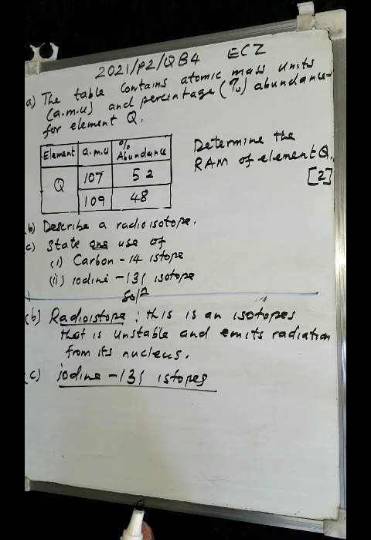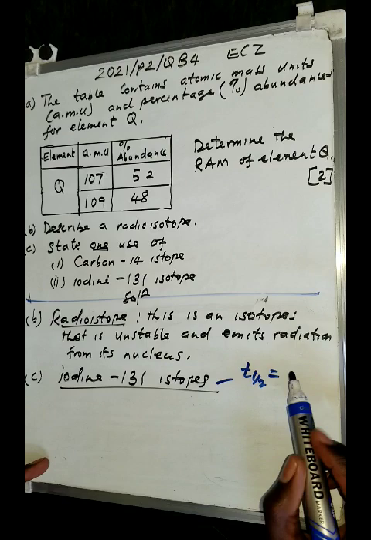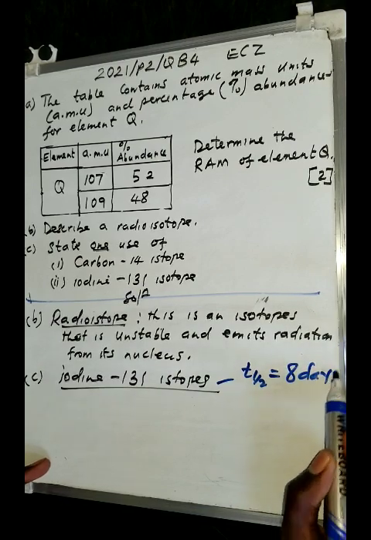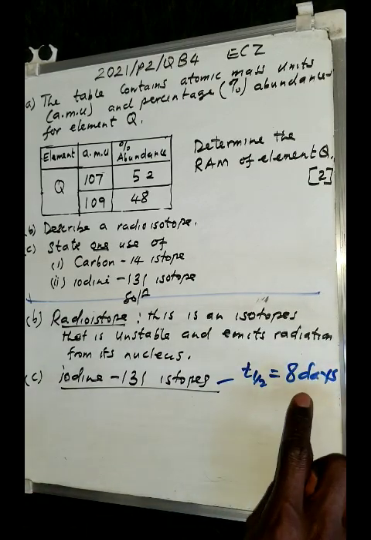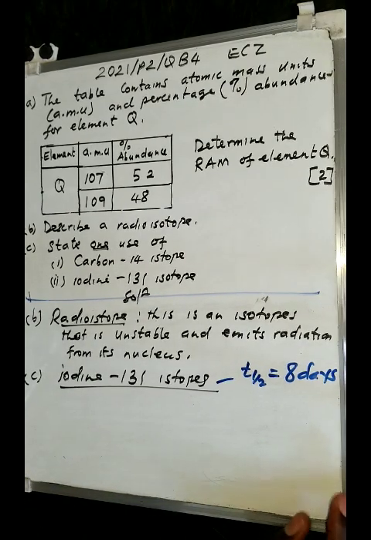Well, iodine 131 has so many applications today. It has a half-life of approximately 8 days. So it only takes about 8 days if it is within your body, and then it will completely disappear.